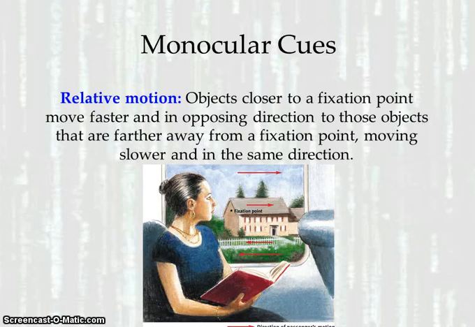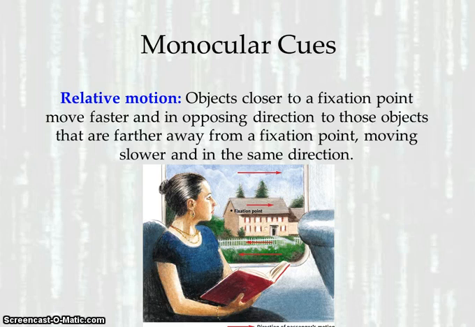Now, relative motion is probably the hardest monocular cue for you to understand by me verbally explaining it, but I guarantee at some point in time, if you've ever been a passenger in a vehicle or in a train, you have noticed the monocular cue of relative motion. This cue says that objects that are closer to a fixation point move faster and in opposite directions than objects that are farther away from a fixation point, moving slower in the same direction.